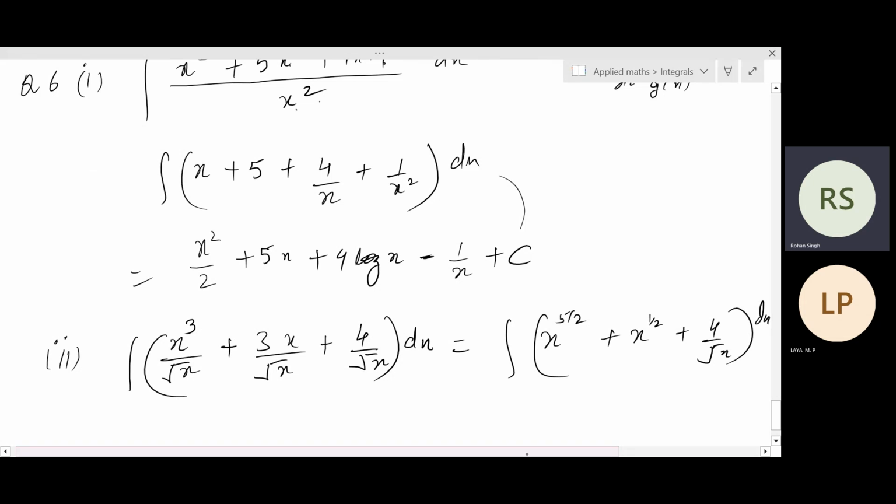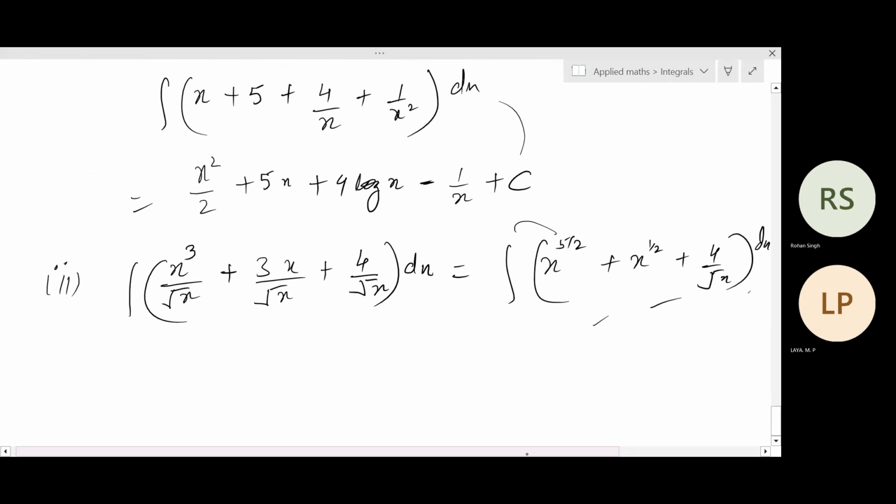Okay, so then we can just integrate everything. We have done this quite many times. Okay, let's do the seventh question.